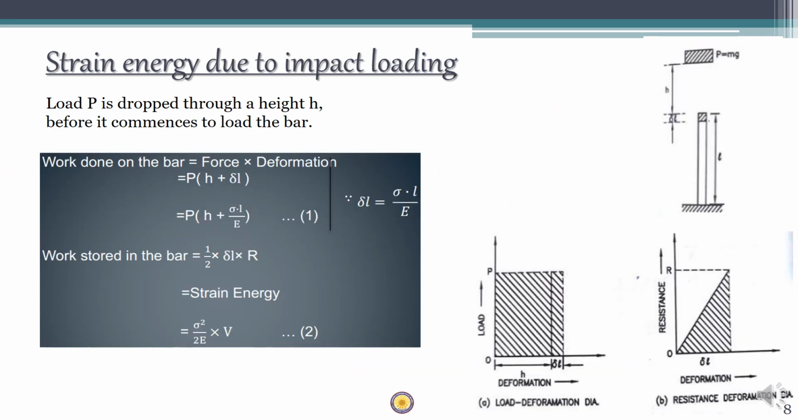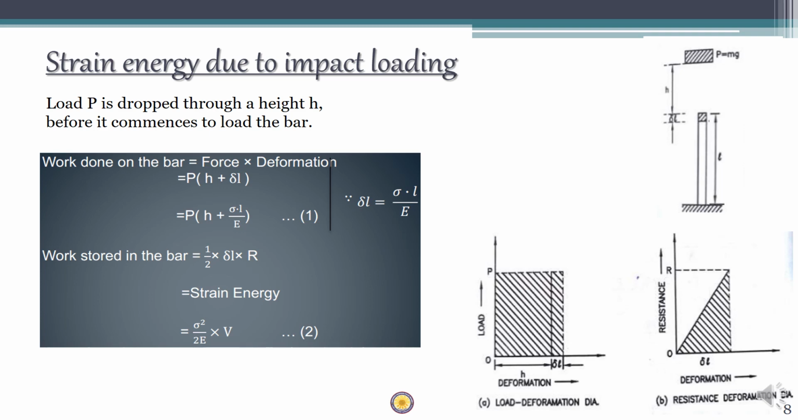Now let's see what happens due to impact loading. Impact loading is actually a special case of sudden loading. However, the load has already done some work before it hits the object or body. One example is a falling object or falling weight on a body. Here we have an example.